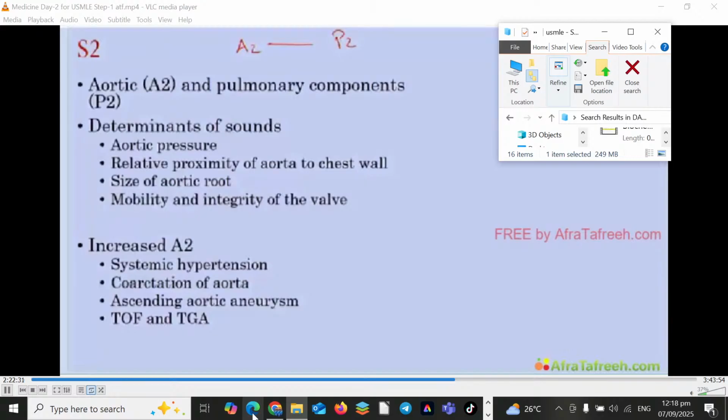All right. So this is how we are always going to think of the aorta and aortic sounds and the pulmonary sounds.